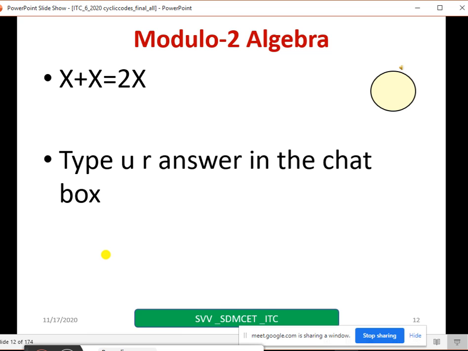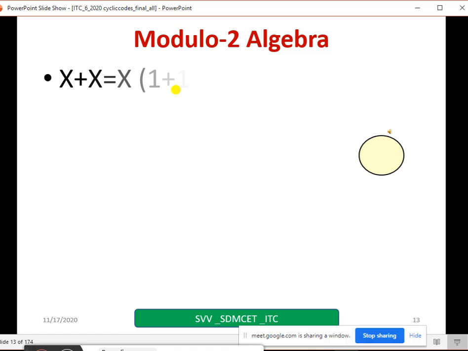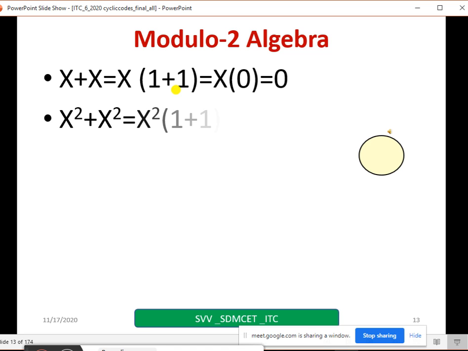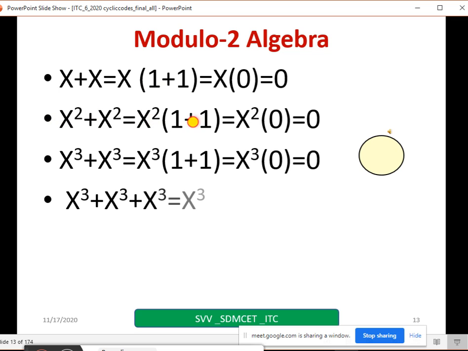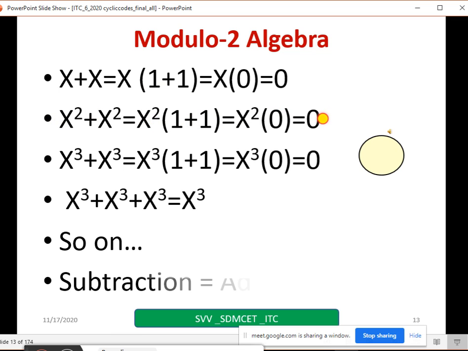I said it's mod 2. Mod 2 algebra is the heading. X plus x equal to, it's not 2x, it's 0. Even x square plus x square equal to, I take x square as common, 1 plus 1 is 0, 0 into anything is 0. And x cube plus x cube plus x cube, 3 times, two of these will cancel, only one x cube will be there. So this is one important point which you have to remember in this particular chapter.